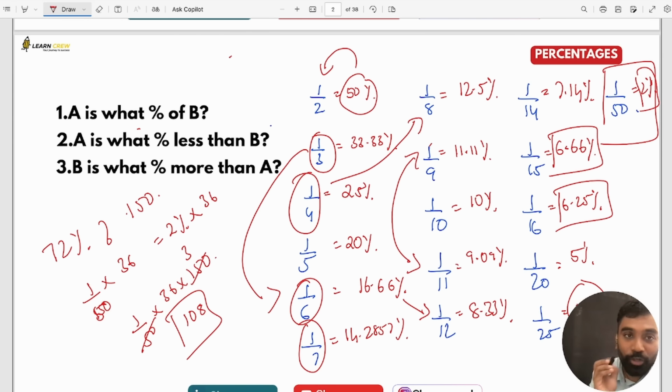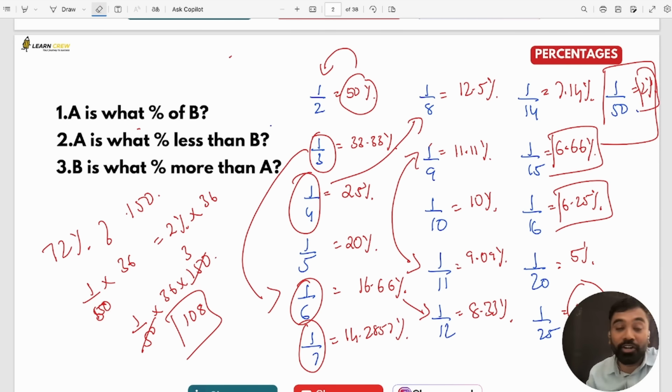Hope this concept of your percentage to fraction is absolutely crystal clear. Just take a screenshot of it. That would be helpful to you in order to revise it repeatedly. Else just bookmark this or save it in your favorite videos and you can repeatedly look into it.